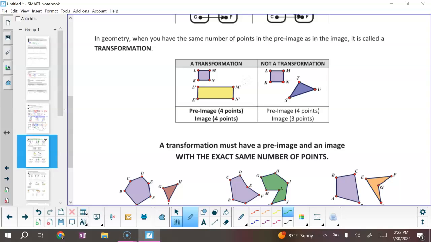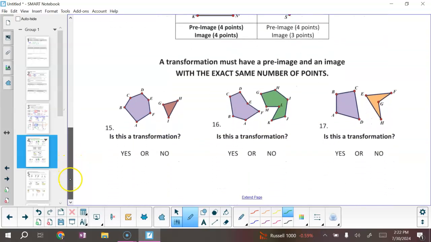So you can see how that first one, we have 4 points to 4 points. This next one, we have 4 points to 3. Now, that's still a function. It's just not going to be a transformation anymore because we're changing the overall shape that we ended at. So a transformation must have a pre-image and an image with the exact same number of points. So take 30 seconds here, and I want you to do 15, 16, 17. Decide if those are transformations or not.